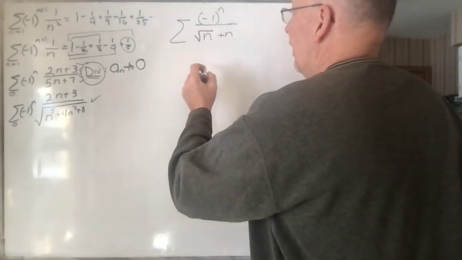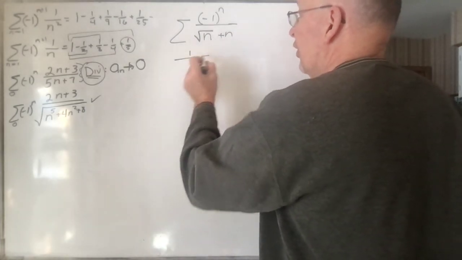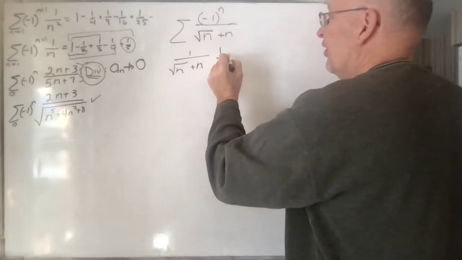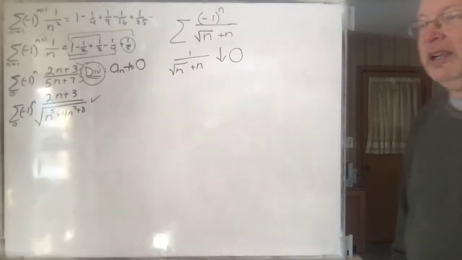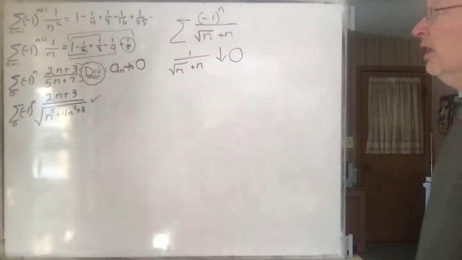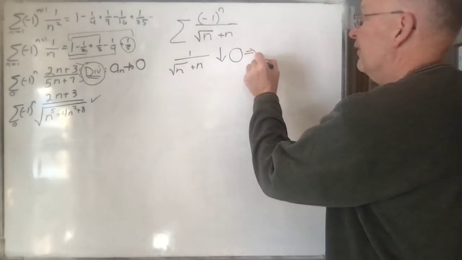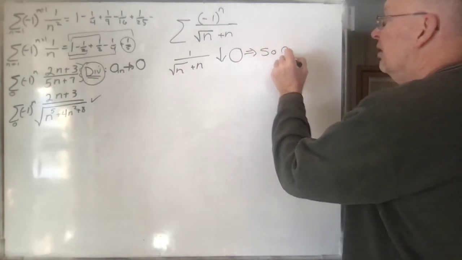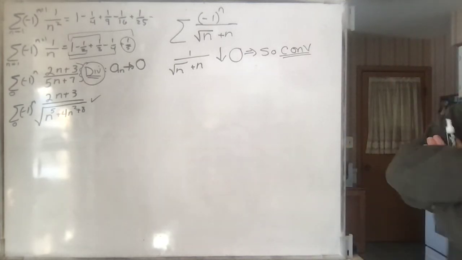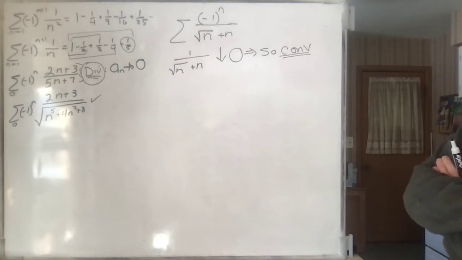There's different ways to do it. I first of all notice this. I noticed that those things are going to go monotonically to 0. Agreed? As n gets bigger, they're just going to get smaller and smaller. So I know that it converges one way or another. It's going to converge by the alternating series test.